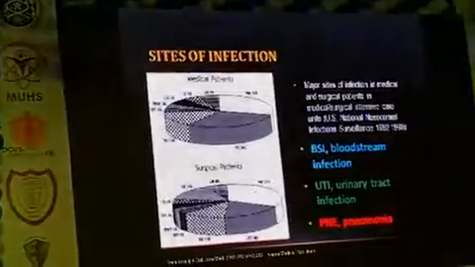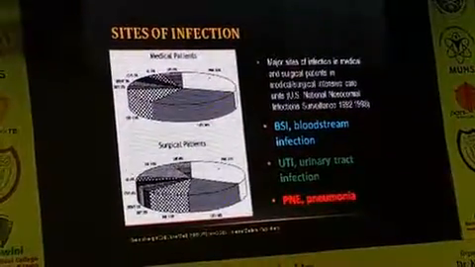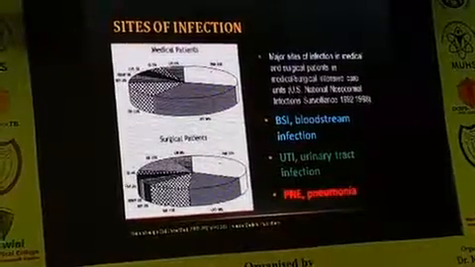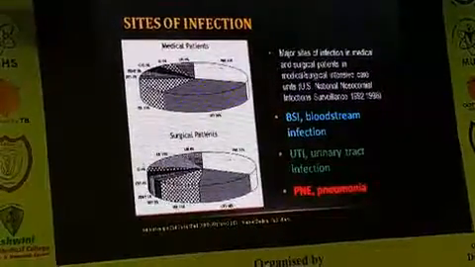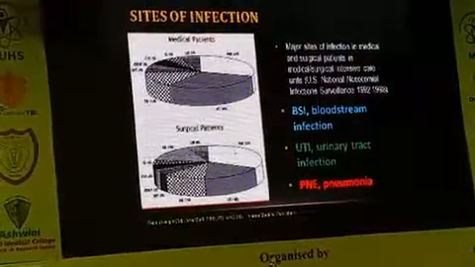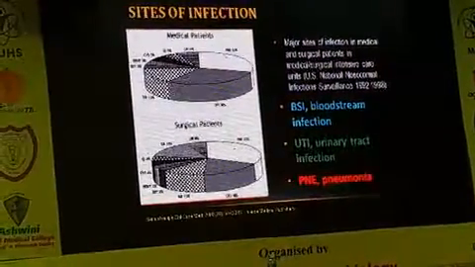If you see this graph, it would be very clear that the maximum infections are pneumonia, then bloodstream infections and UTIs. Others have a very small chunk of infections. As we move further, we'll emphasize those reasons of why this happens.